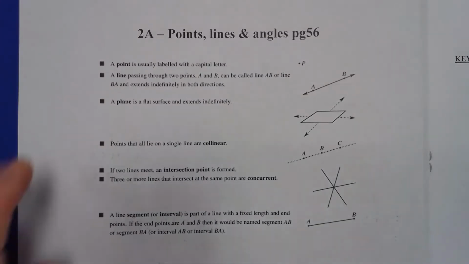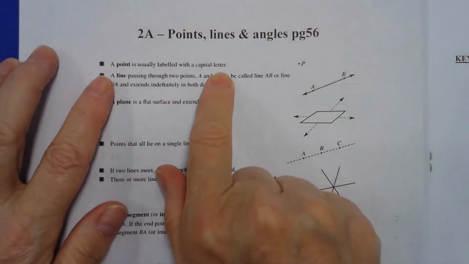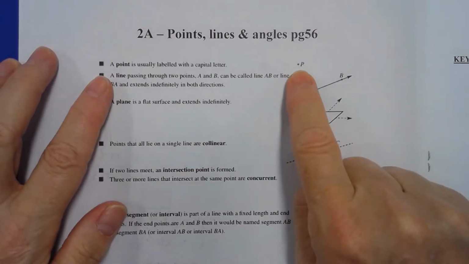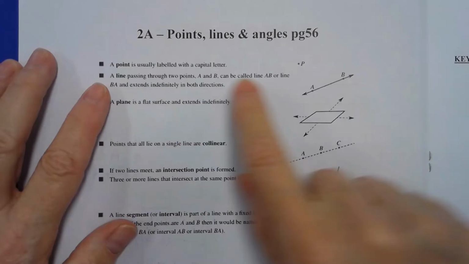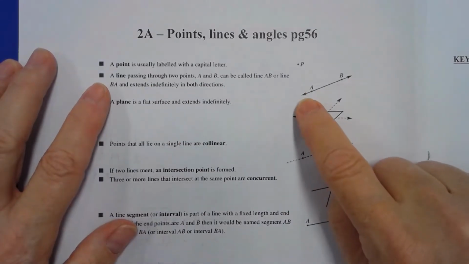So it says a point is usually labeled with a capital letter, and it's just a dot, which really has no size at all. It's just a dot, and it has a big letter there so that I can say that's point P. A line that passes through 2 points, A and B, is called line AB.